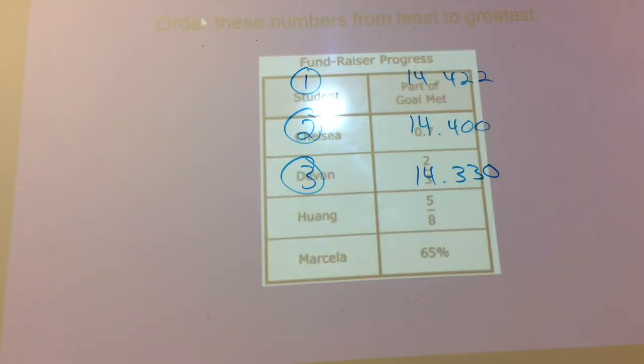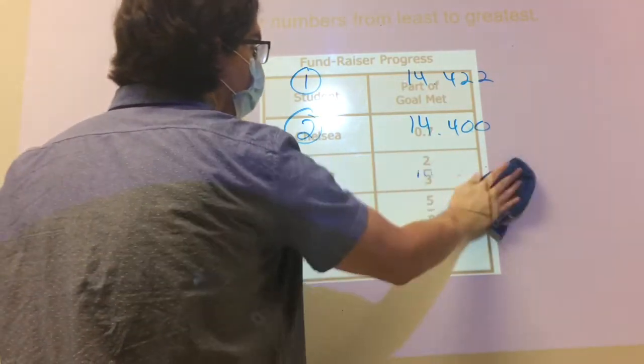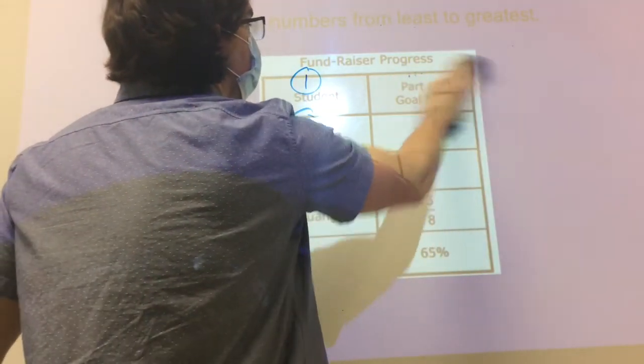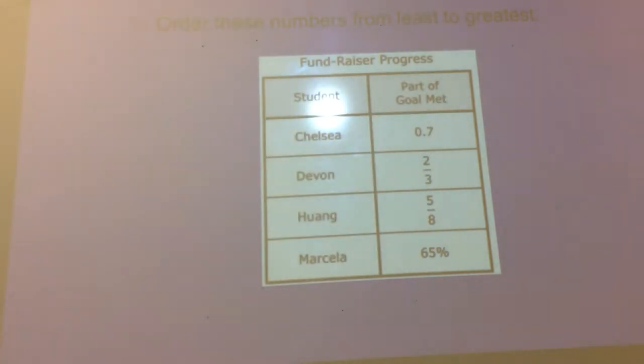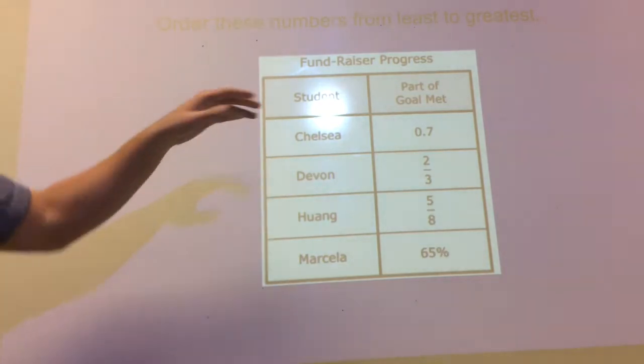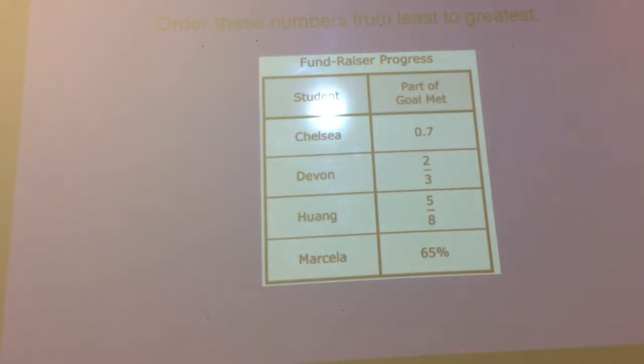All right, here we go. This one says, order these numbers from least to greatest. Least to greatest. Do I need to do anything to Chelsea's number, or is it okay? Do I need to do anything to Devin's number?